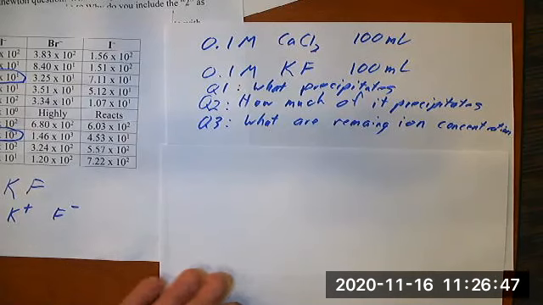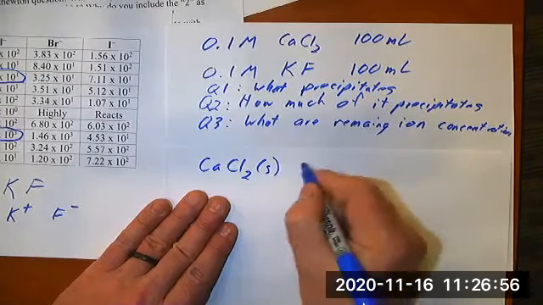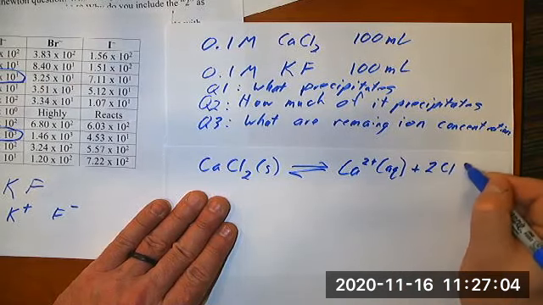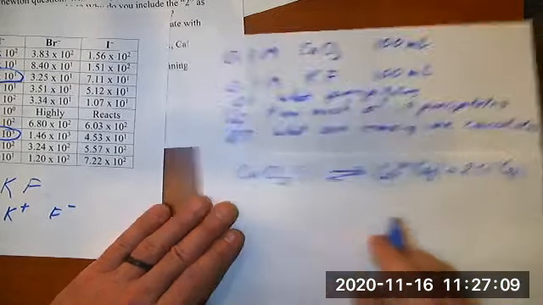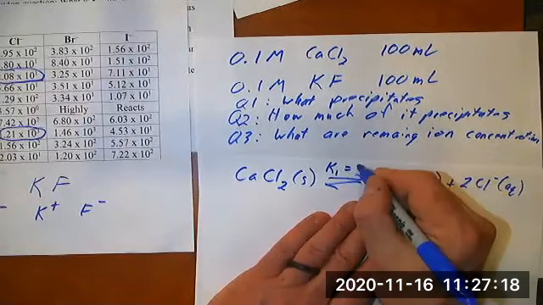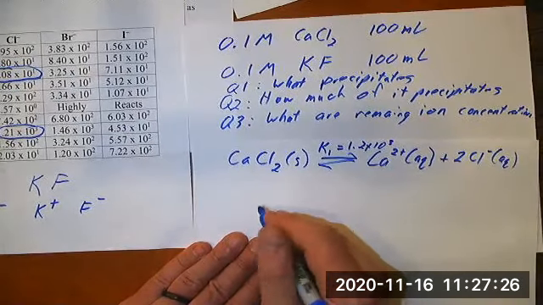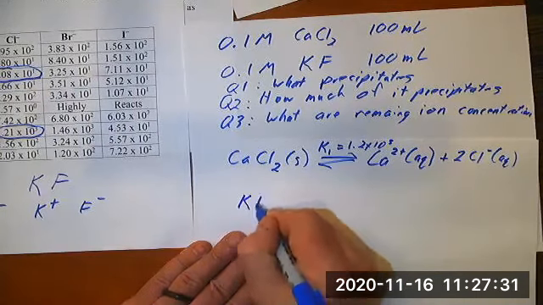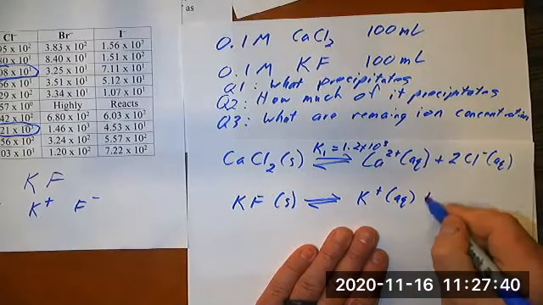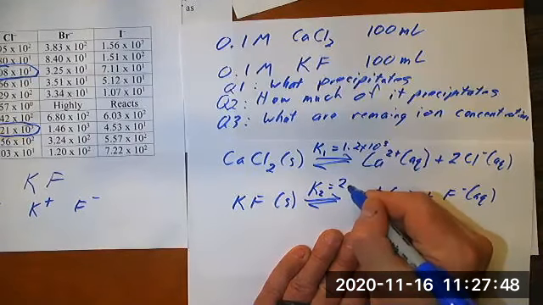So the first thing I would do is write down all of the reactions we're going to care about. CaCl2 solid is in equilibrium with Ca2+ aqueous plus 2Cl minus aqueous. And we have a K1 of calcium chloride, 1.2 times 10 to the third. We have our second source reaction, KF solid in equilibrium with K+ aqueous plus F minus aqueous. Our K2 is going to be 20.8.